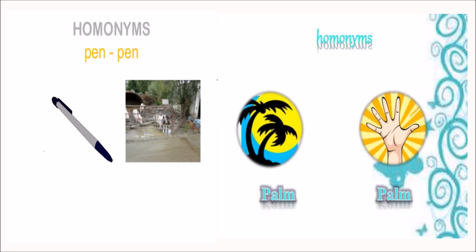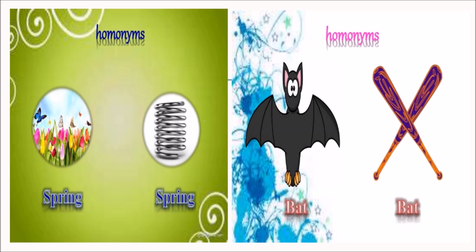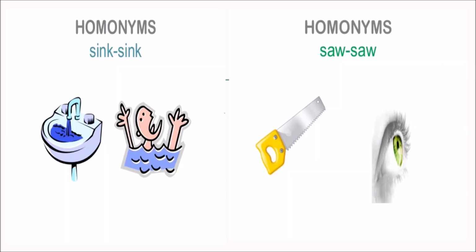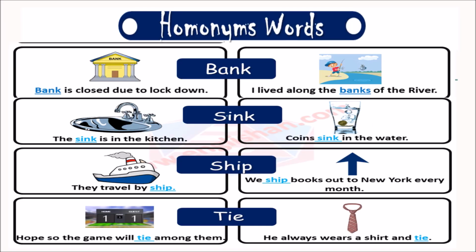Next we have pen, pen. Palm, palm. Then we have spring, spring. Next we have bat, bat. Then we have sink, sink. Next we have saw, saw. Now let's see some more examples for homonyms with example sentences.